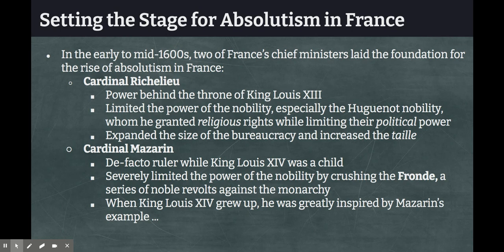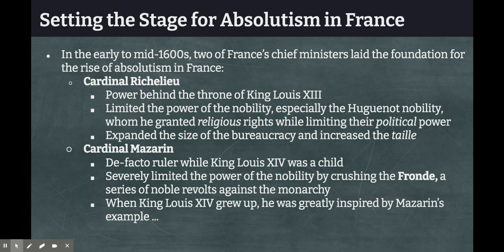Now, he's succeeded by Cardinal Mazarin, again, another cardinal, but like Richelieu, he is loyal to the state of France. He is not as loyal to the Catholic Church. And he serves as chief minister while King Louis XIV, who's going to go on to become an absolute monarch, was a child. So he was really Louis XIV's mentor figure. They were really close. And Cardinal Mazarin actually took Richelieu's policies, especially with the nobles, one step further, or actually a lot of steps further.